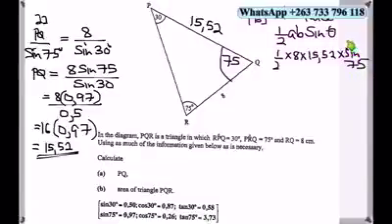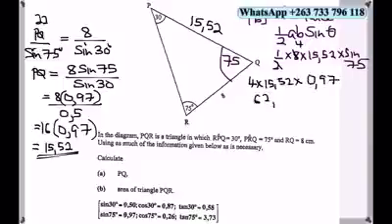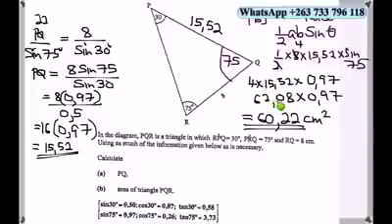Sine 75 here is 0.97. So let's substitute, then simplify. 4 times 15.52 is 62.08. Times 0.97. Then if we multiply this, we get 60.22 square centimeters. So this will be the area of the triangle PQR.